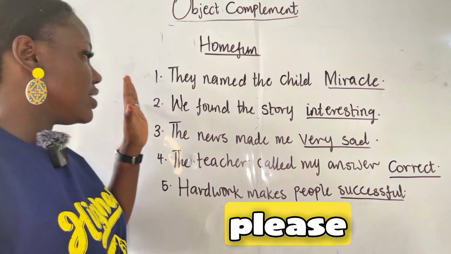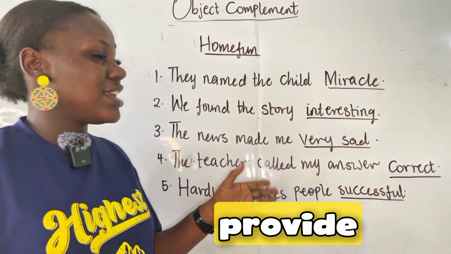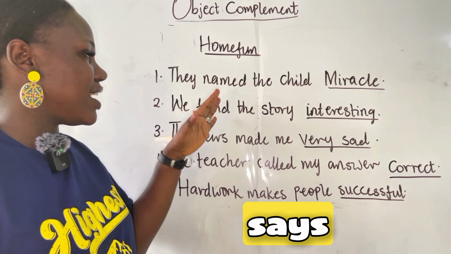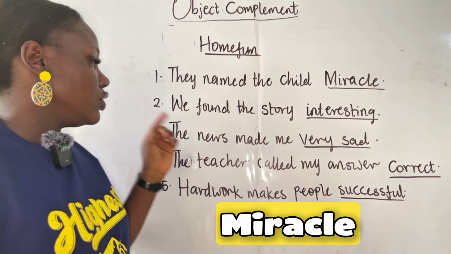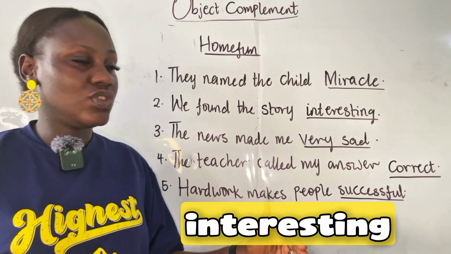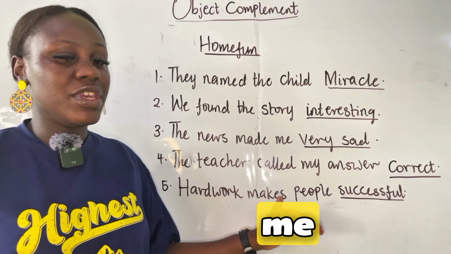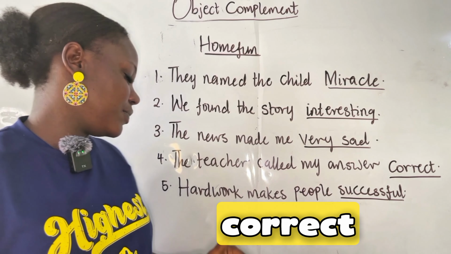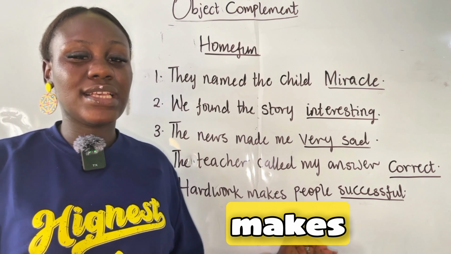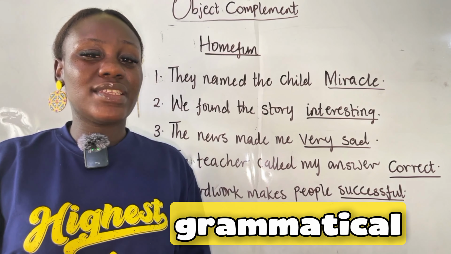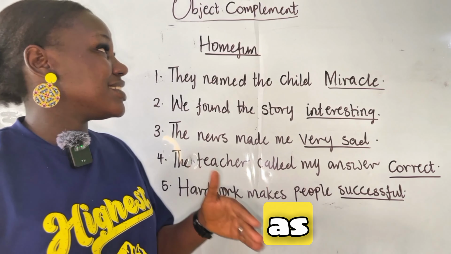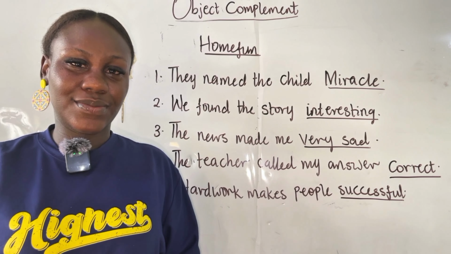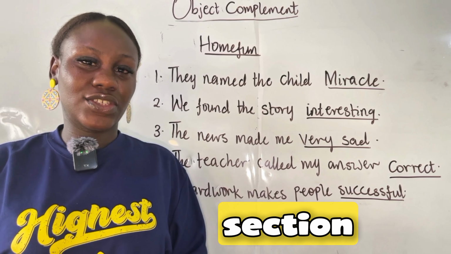Personalized learning, please complete the homework. Provide the grammatical name and grammatical functions to these expressions. Number 1, they named the child Miracle. Number 2, we found the story interesting. Number 3, the news made me very sad. Number 4, the teacher called my answer correct. Number 5, hard work makes people successful. Provide the grammatical name and the grammatical function as it relates to object complements. Then give it to me as you have learned. I'll be waiting for your answers in the comment section.